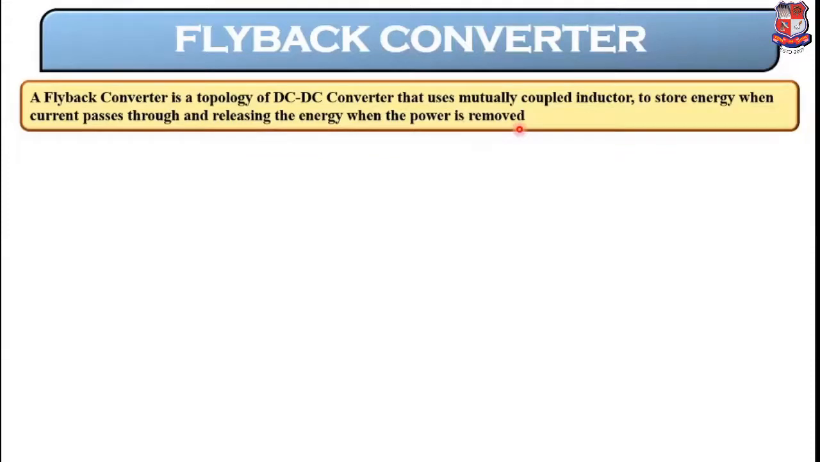when power is removed. So the configuration will be in such a way that when the switch is on, energy is stored in the inductor from the primary side, and when the switch is opened, when the switch is off, what will happen? The energy stored in this inductor will be transferred to the secondary side, and this secondary side will then give the current in the load, and as a result we will get the desired output voltage.